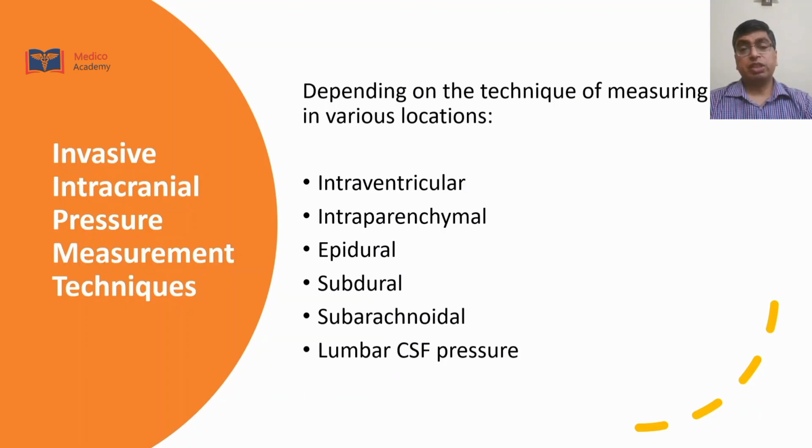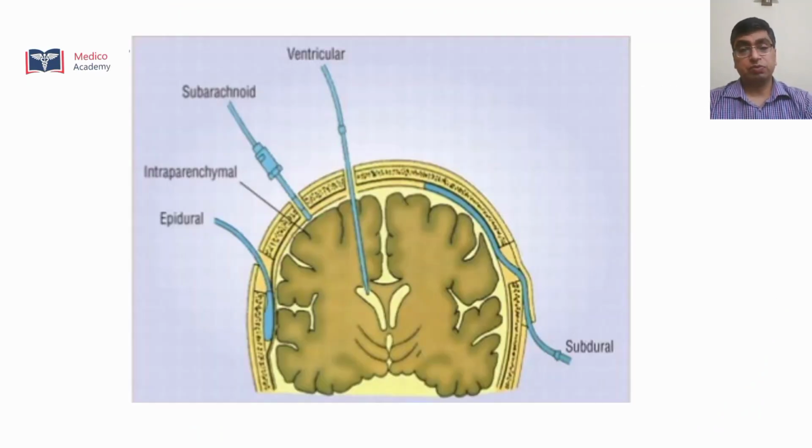Depending on the technique of measuring ICP in various locations, like either intraventricular space, intraparenchymal, epidural, subdural, subarachnoid, or lumbar CSF, we can use various catheters, bolts, and screws. If the catheter is in the ventricle, it's called an intraventricular CSF pressure monitoring device. If it is in the subarachnoid, epidural, intraparenchymal, or subdural space, all of these give an accurate value of intracranial pressure.